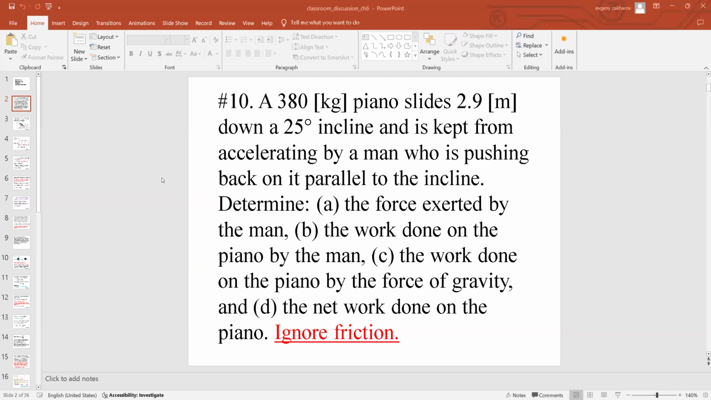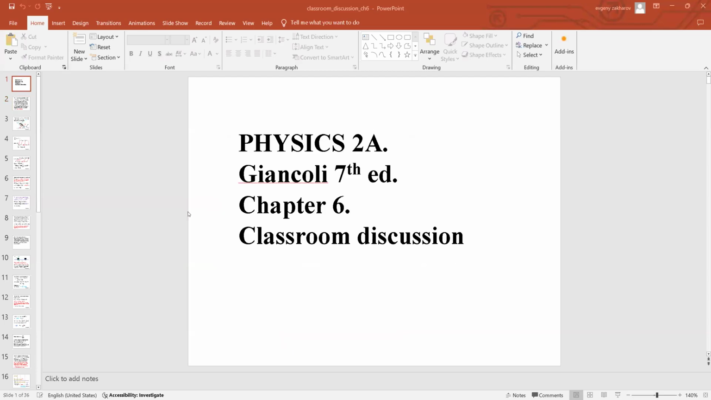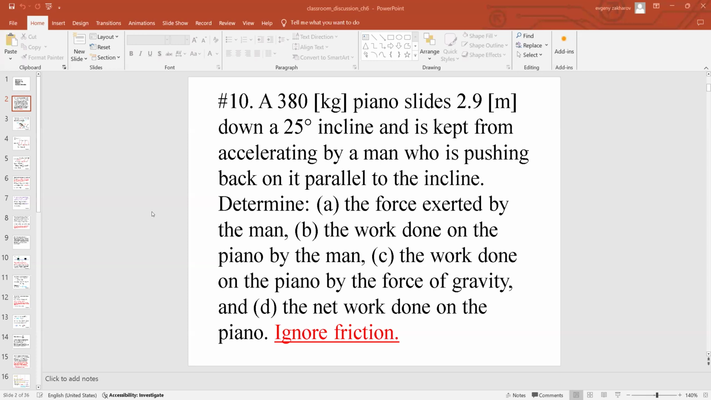Let's go. Okay, chapter 6, classroom discussion. We have to solve some problems on work and energy. First problem, we have a piano that slides down and it's kept from accelerating by a man who's pushing back on it. Okay, so a lot of forces here right away.